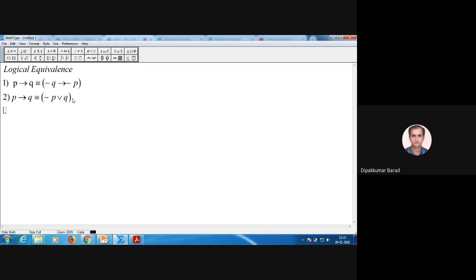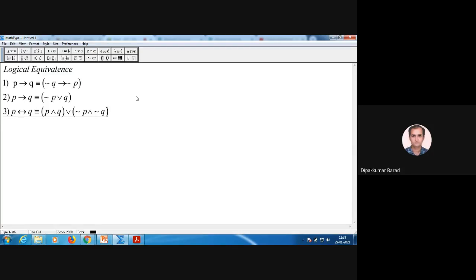And the third one: P, biconditional, if and only if Q, which is also logically equivalent to P and Q or not P and not Q. Mainly these three logical equivalences we use to prove some substitutions.